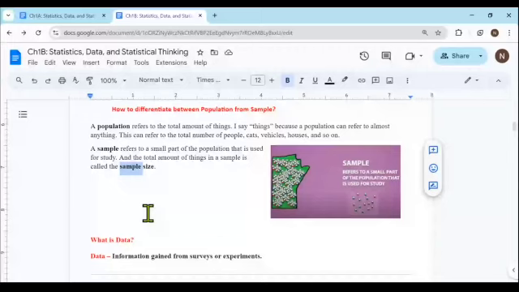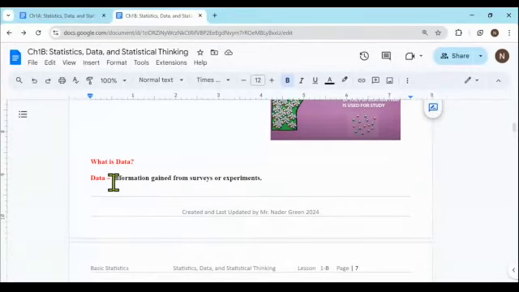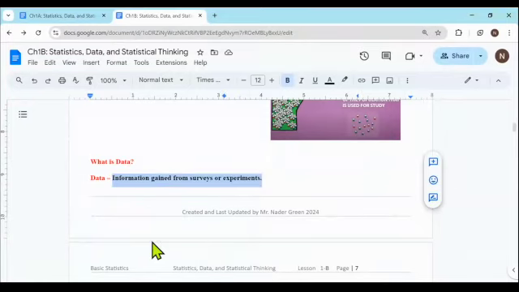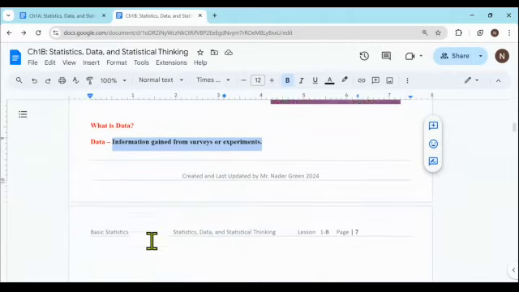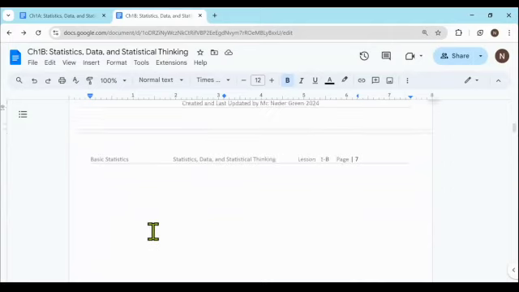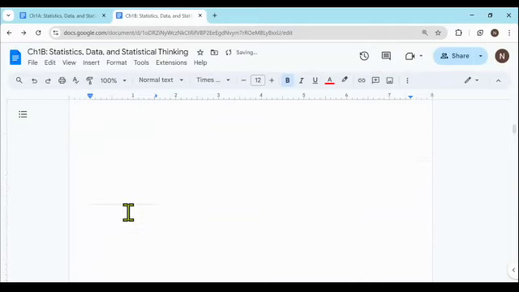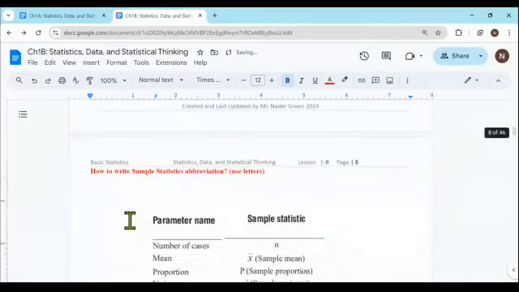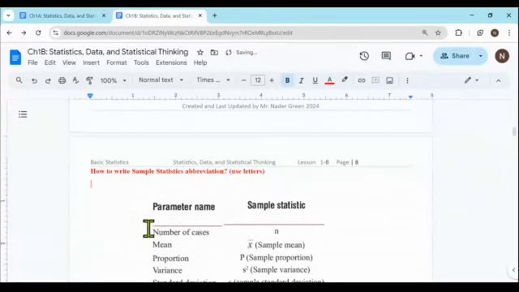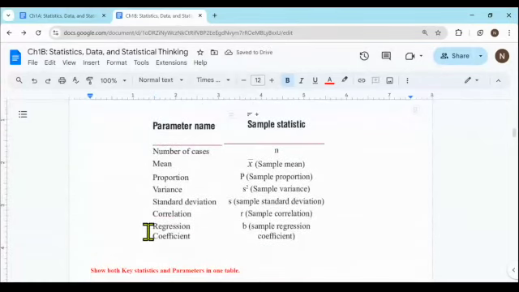What is data? Information gained from surveys or experiments. Exactly, information gained from surveys or experiments. You could get the data from outsiders. Now let's go to the next page. That's a blank one, right? You're still explaining, right? You didn't get into an example yet.